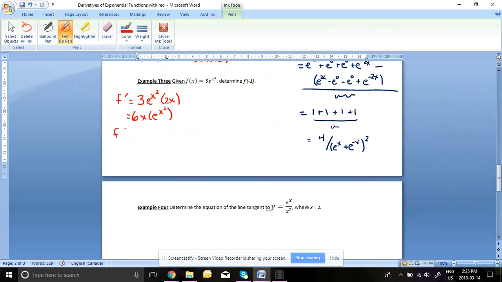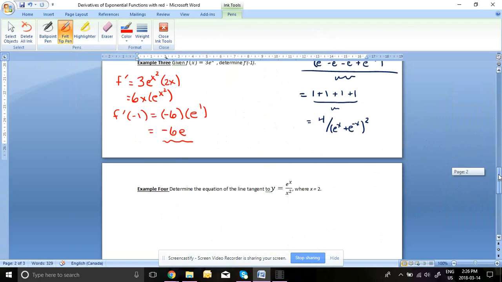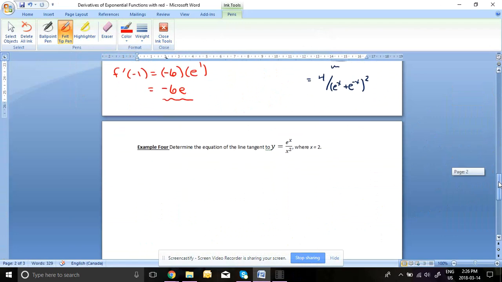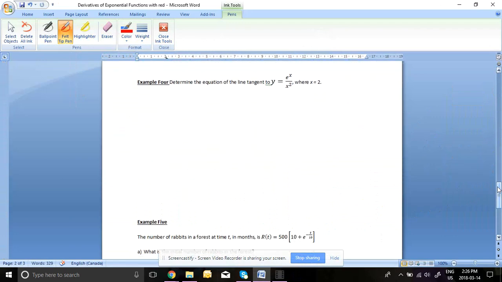Okay, so if we have f prime at -1, we have -6 times e to the 1. So we can just leave this as -6e. Okay, so I would just leave it like that because that's an exact number. Just like if we had pi, we would leave it as pi instead of estimating it since it's not within a word problem. Okay, determine the equation of the tangent where x equals 2.